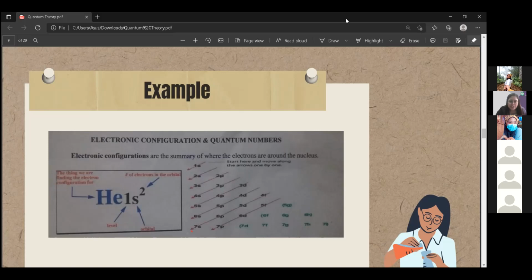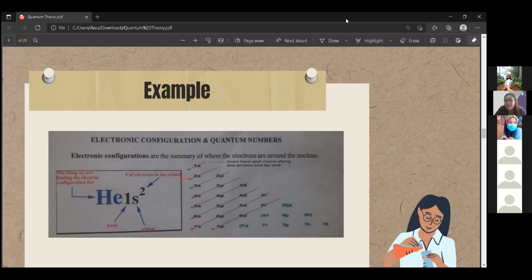So ang tandaan ninyo, ilista ninyo sila one by one. You start with the S, so from 1S to 7S. Pero yung P class, magsa-start lang siya sa 2, kasi yung first energy shell, S lang talaga ang subshell niya. Pero yung second energy shell, aside from the S subshell, meron din siyang P. So that is the reason why the P will start with the second energy level.